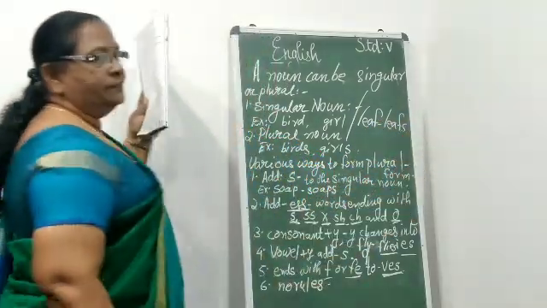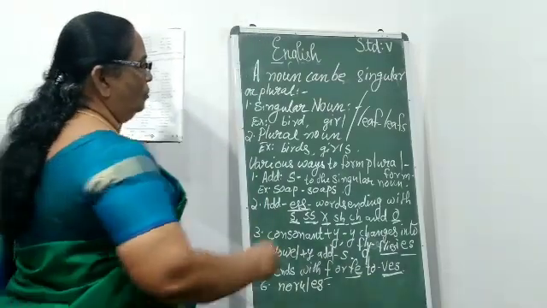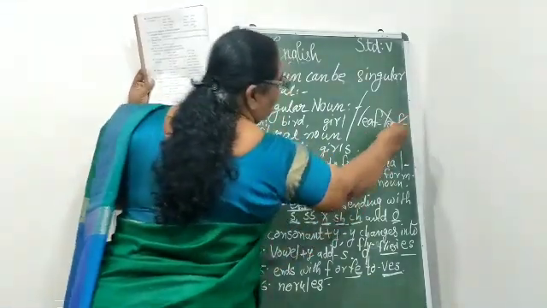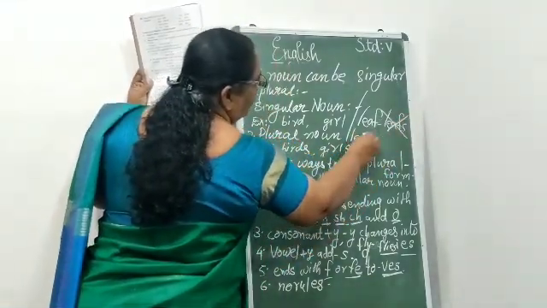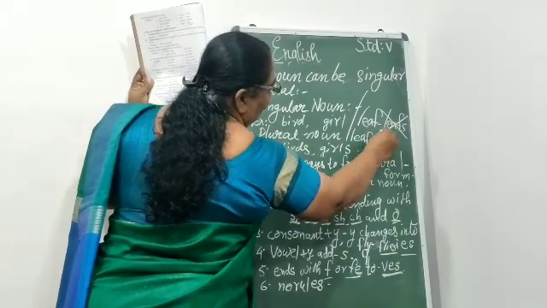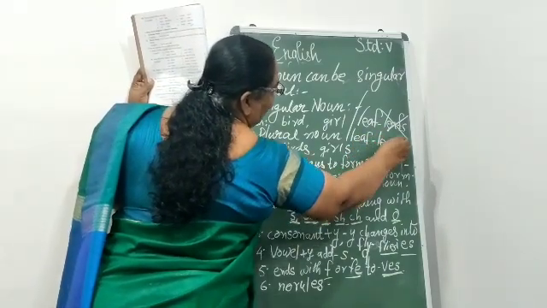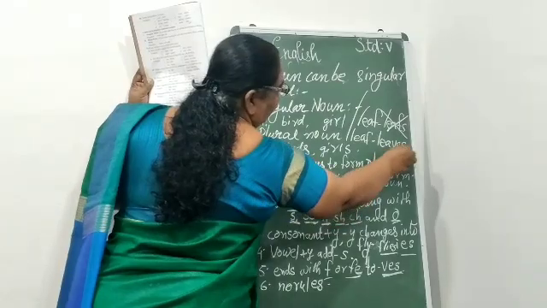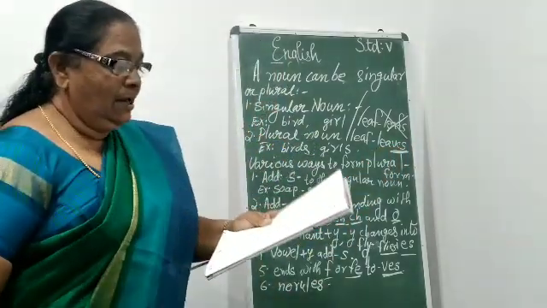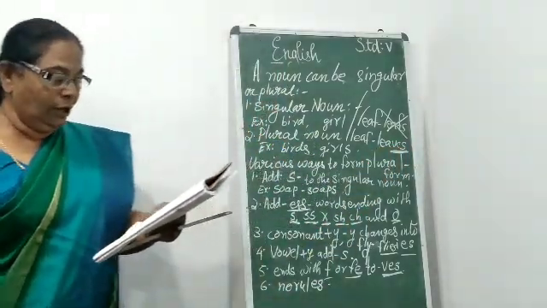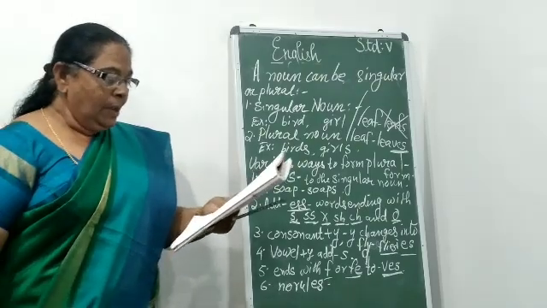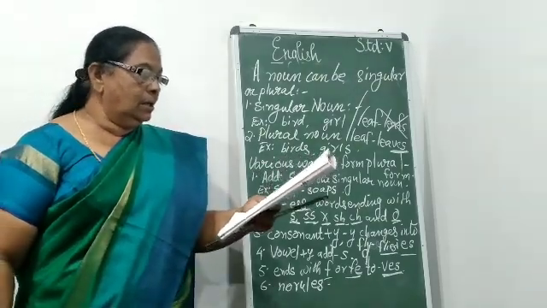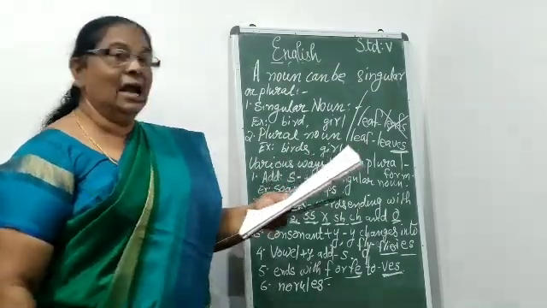L-E-A-F-S, leaves. Is it clear? No, it is wrong. Instead of that, what you have to do? L-E-A-F, leaf. Right there, L-E-A-V-E-S, right? V-E-S. Okay, leaves. That is very, very important. Don't forget that.